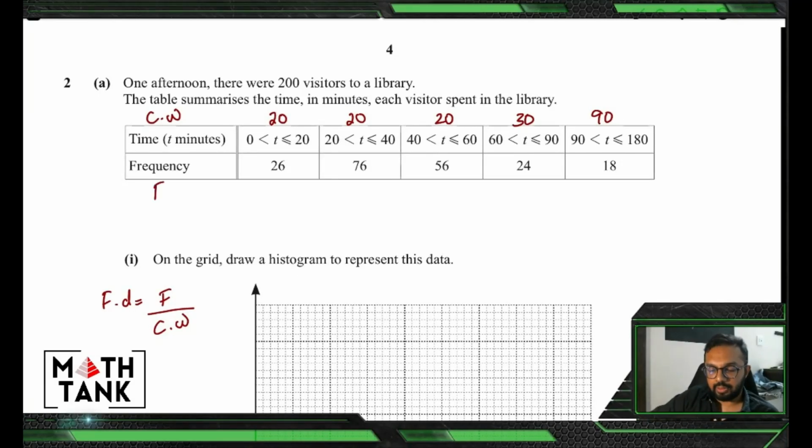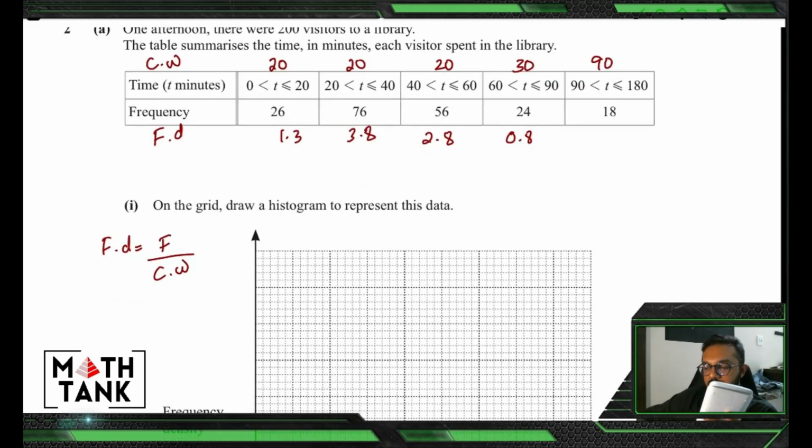What I've got to do is divide every frequency by its class width. So that gives me 1.3. That gives me 3.8. That's a lot. 2.8. Then 24 divided by 30 gives me 0.8. Don't end up dividing 30 by 24. That's a very common mistake. 18 divided by 90 is 0.2. You see that's a very wide bar at the end, so it's going to have very little height.